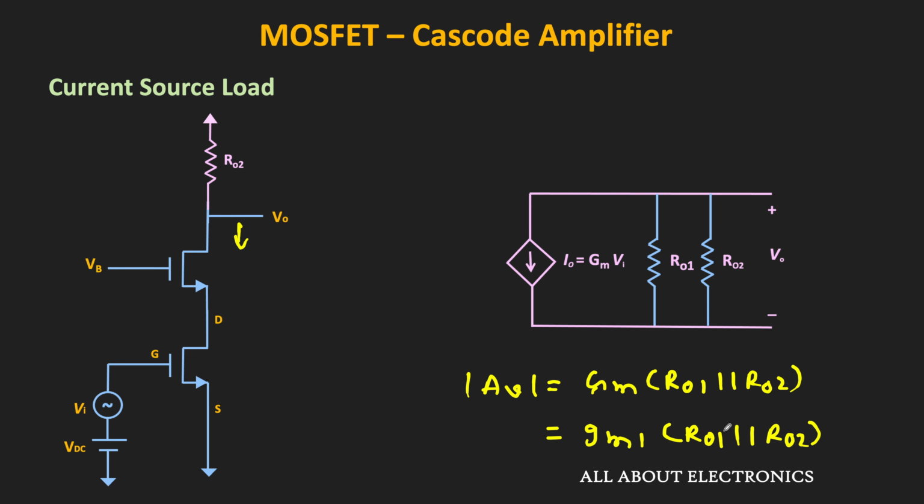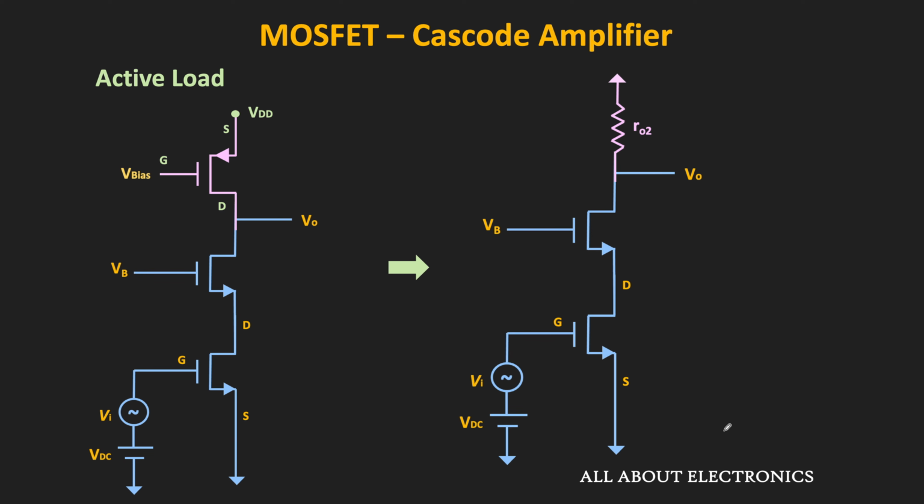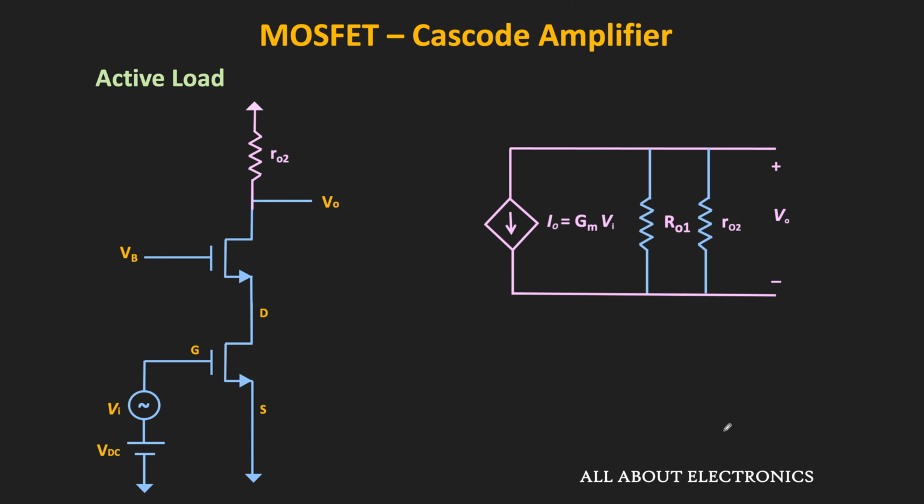So suppose this P-type MOSFET is used as a current source. Then in the AC equivalent circuit, it can be replaced by its output resistance. And in fact, in the previous video, we have already discussed it in detail. So in that case, if we see the output equivalent circuit, it will look like this. The voltage gain will be equal to Gm1 times R01 in parallel with R02, where R02 is the output impedance of this PMOS.